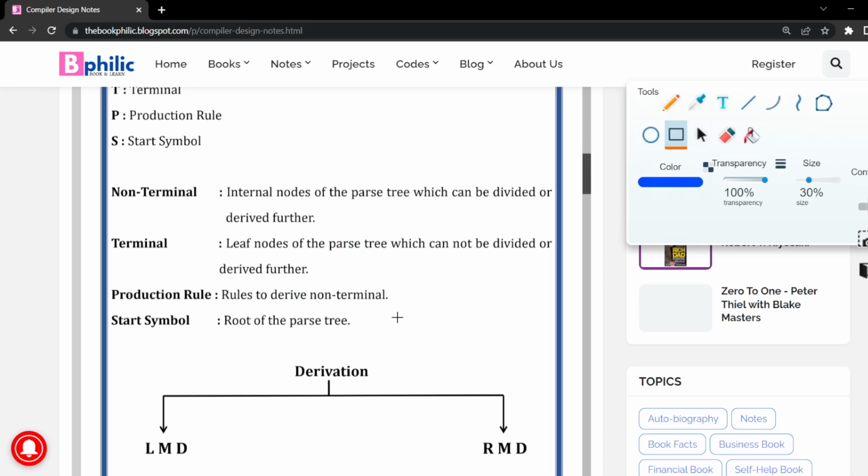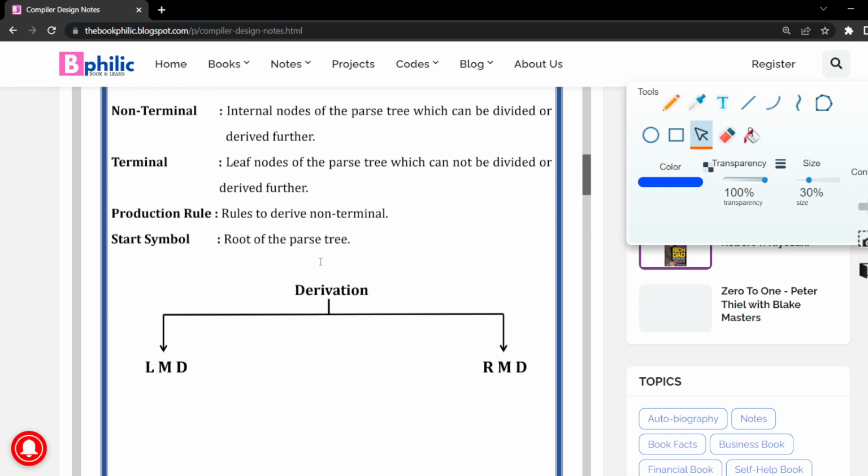Now, we have to understand the derivation of the parse tree, the derivation of the grammar. Derivation of the grammar can be done in two different ways. First LMD, and second RMD. LMD is nothing but the leftmost derivation, and RMD is nothing but the rightmost derivation. So let us understand by one example. Okay, then you will understand it very well.